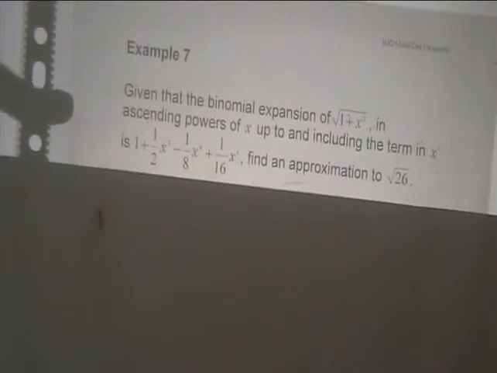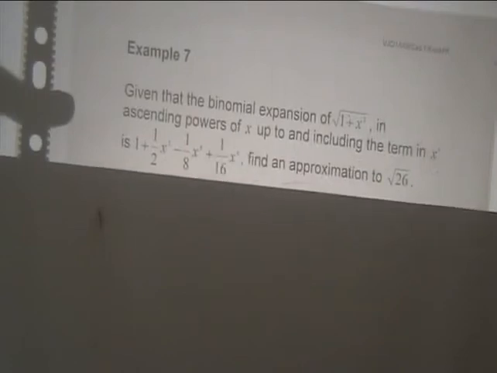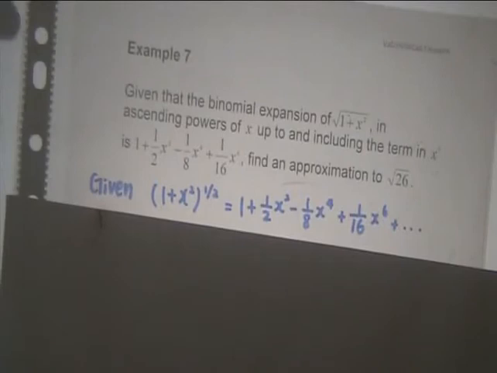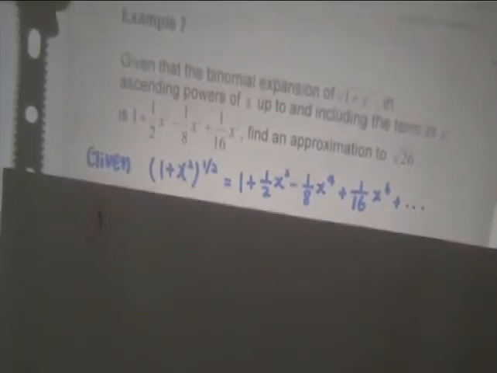Given that the expansion of square root of 1 plus x squared in ascending powers of x, up to and including a term in x to the power of 6, is as follows, find an approximation to square root 26. Now this time we don't need to expand, because we are already given the expansion. So you save a lot of work.